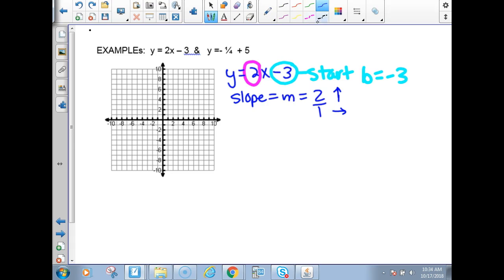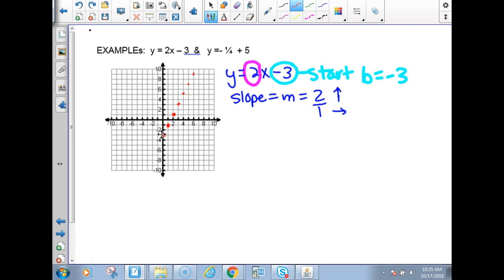All right, so we're going to go to -3 on the y-axis. Grab something you can see clearly, a red pen would work. And then I'm going to move my slope from that starting spot. I'm going to go up right 1. Up right 1. I want you to keep going until you can't go anymore in that direction. So I've got a bunch of points on my line going this way.